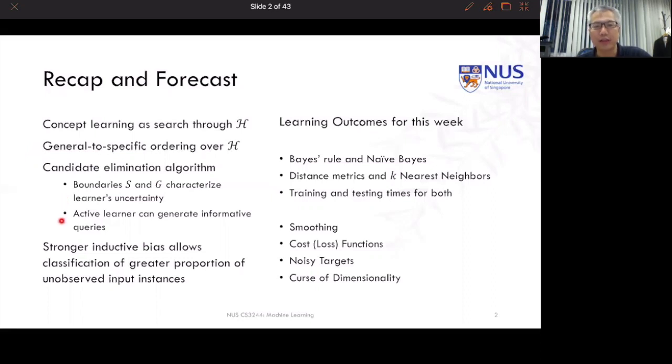We saw that an active learner that could query a target concept for what it prefers or doesn't prefer, in other words, positive and negative cases, could generate informative queries and shrink the search space as a function of binary search, using a logarithmic number of samples to converge to the target concept.